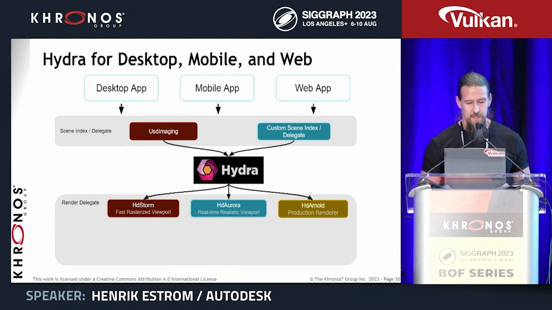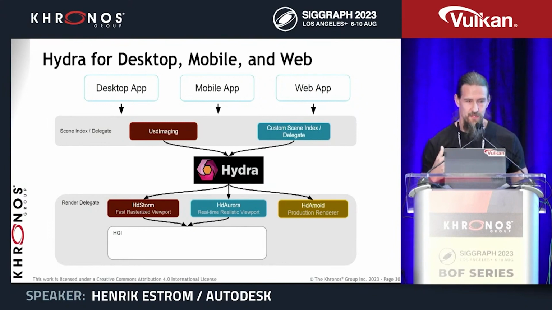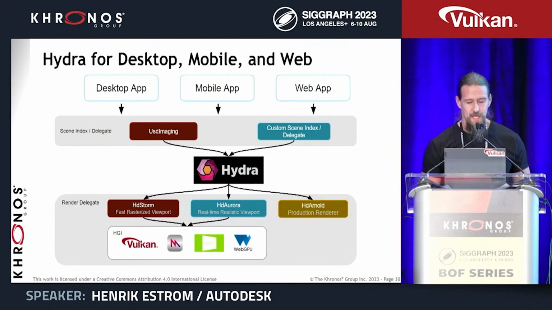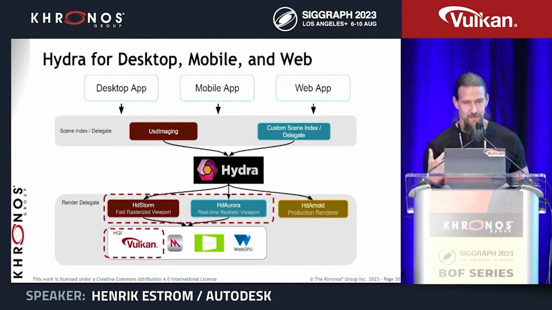But both Storm and Hydra use another abstraction layer within the Hydra stack, which is called HGI, Hydra Graphics Interface. And that is the low-level API that abstracts the underlying APIs like Vulkan, Metal, DX12, and WebGPU. So what we will cover here today is Storm and Aurora and how they both use Vulkan through HGI.